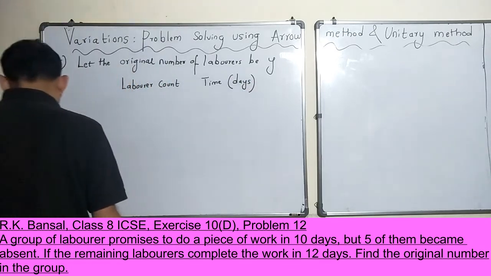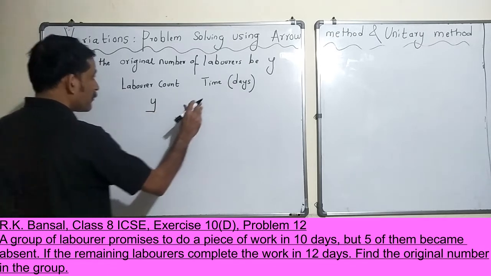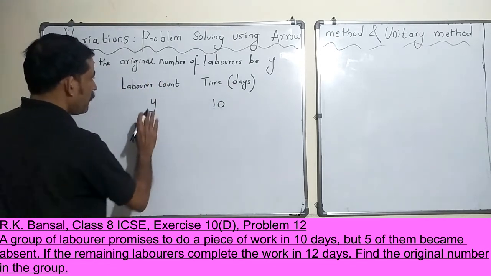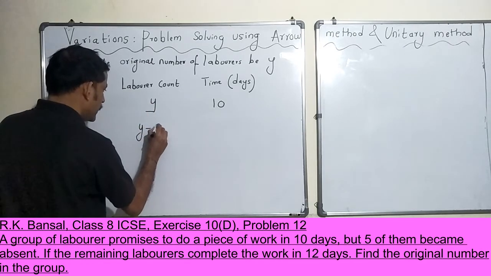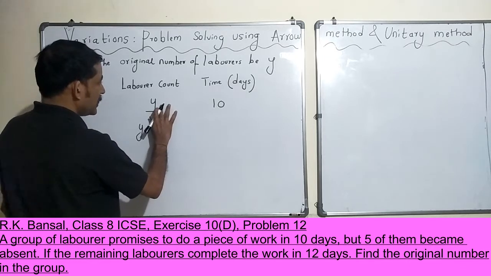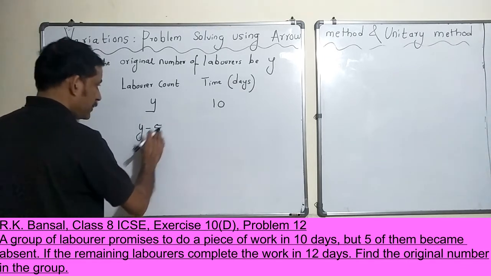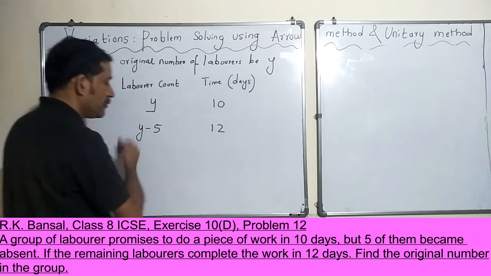All right, so laborer count is how much? I don't know. Initially there were y laborers and they promised to complete the job in 10 days, okay, which is good. Now 5 of them remained absent, so the laborer count was y minus 5, right? If y was the initial count, y minus 5 is the new count, and they finished the work in 12 days. Okay, this is good. I think we have all the information we need.